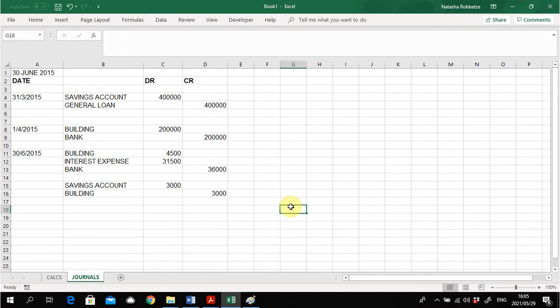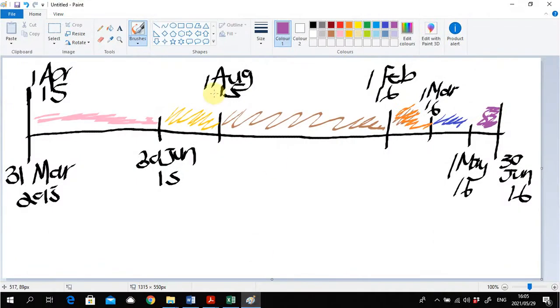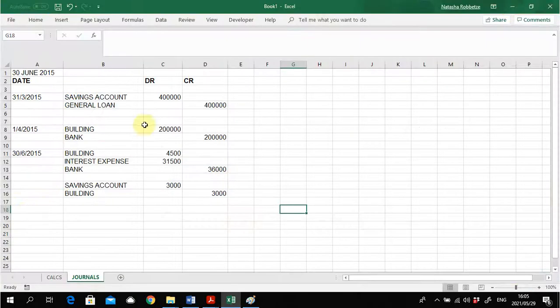Right, there we have now accounted for what we wanted to account for. Then I have to go back and see what is the next interval. The next one was on the 1st of August, and this is now in the next financial year. So I must just properly indicate 30 June 2016.